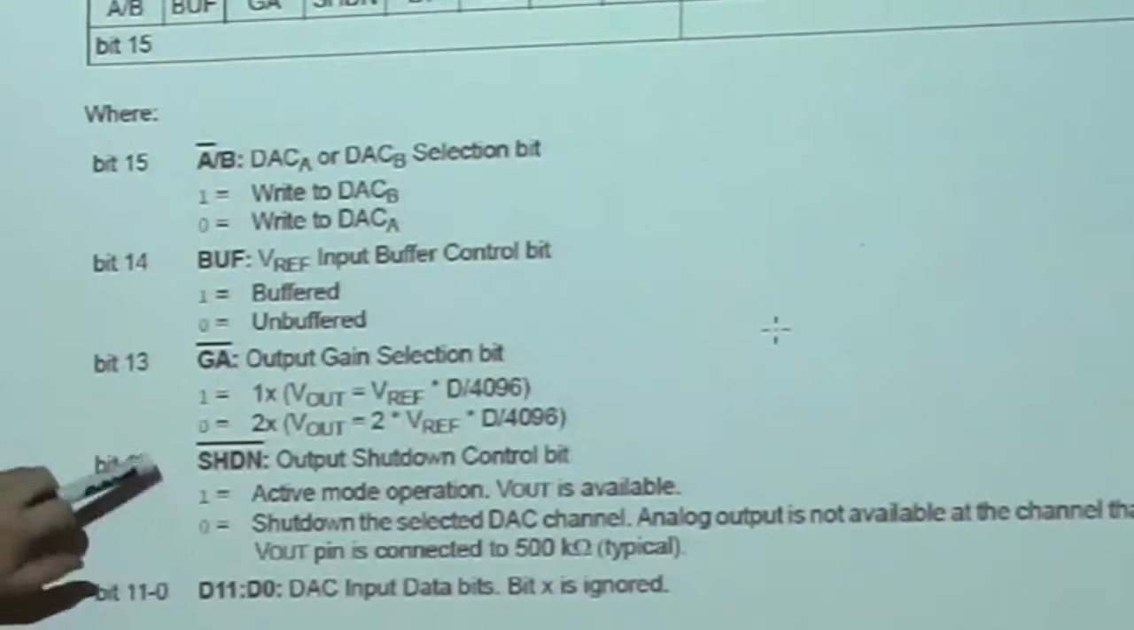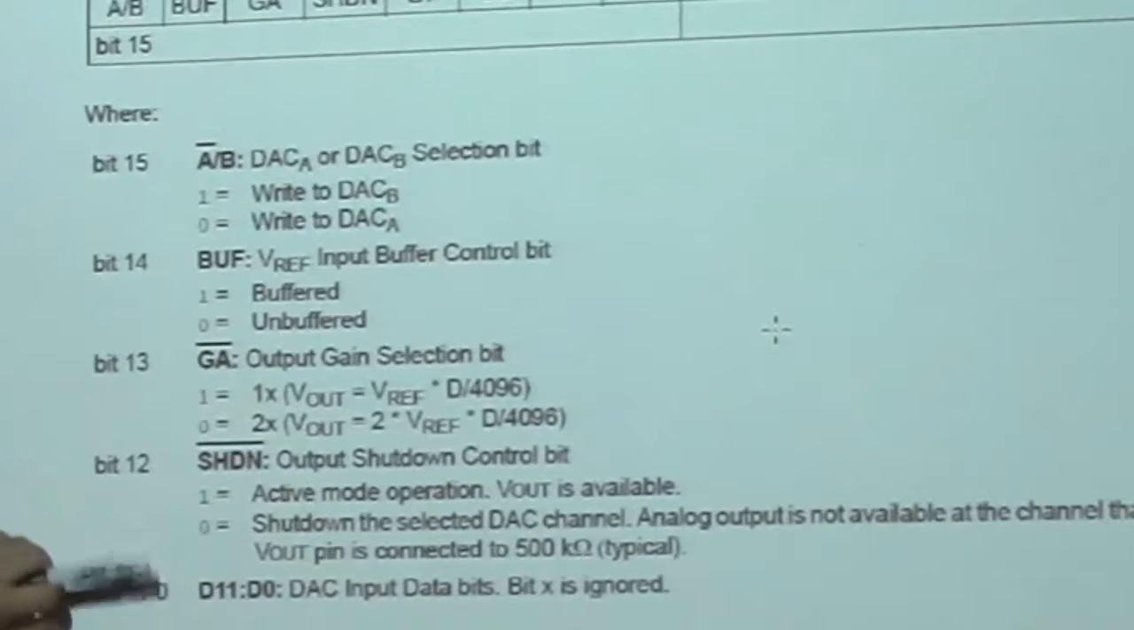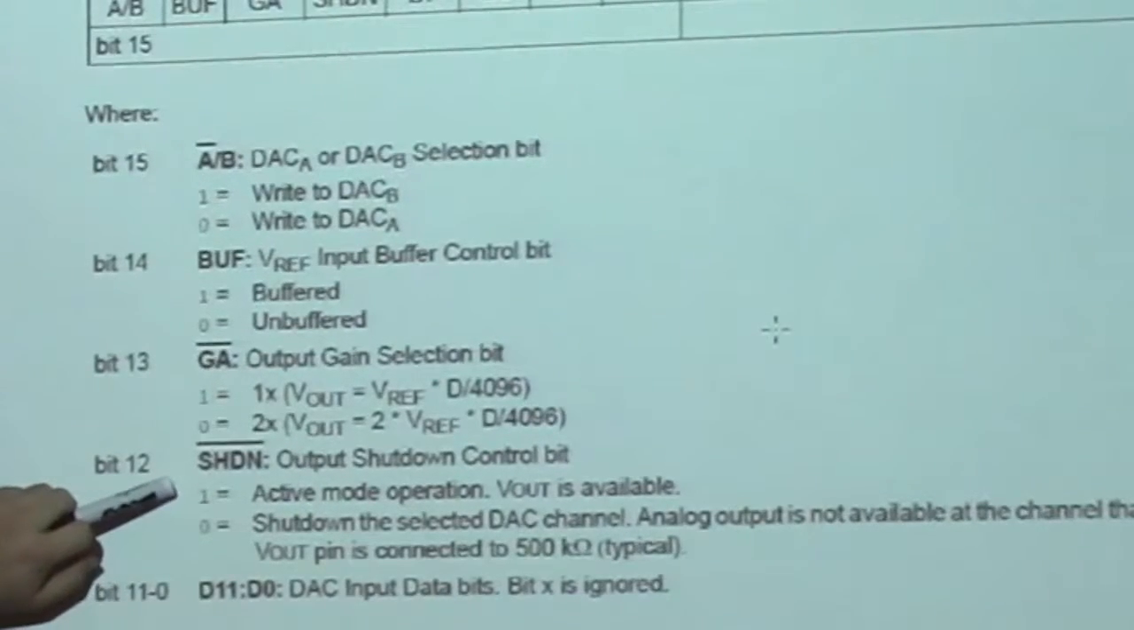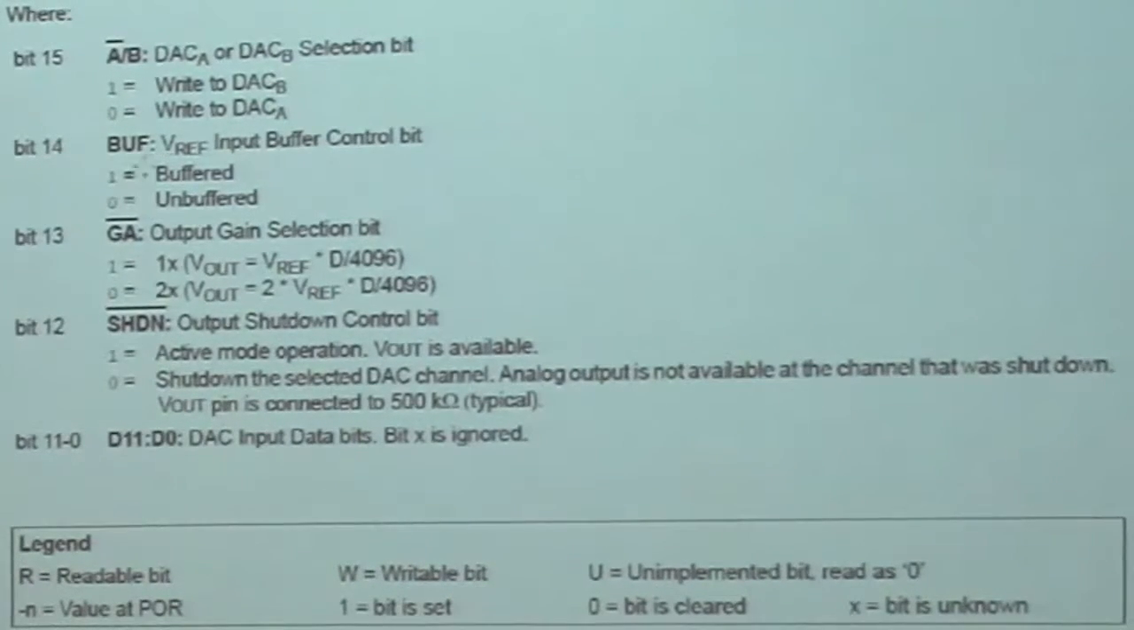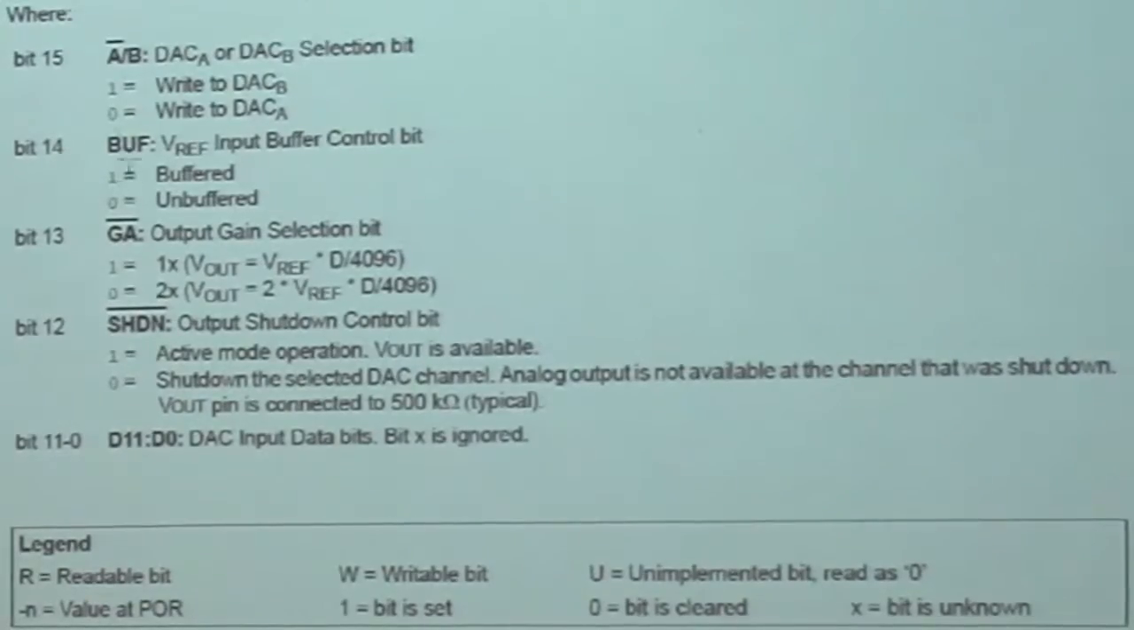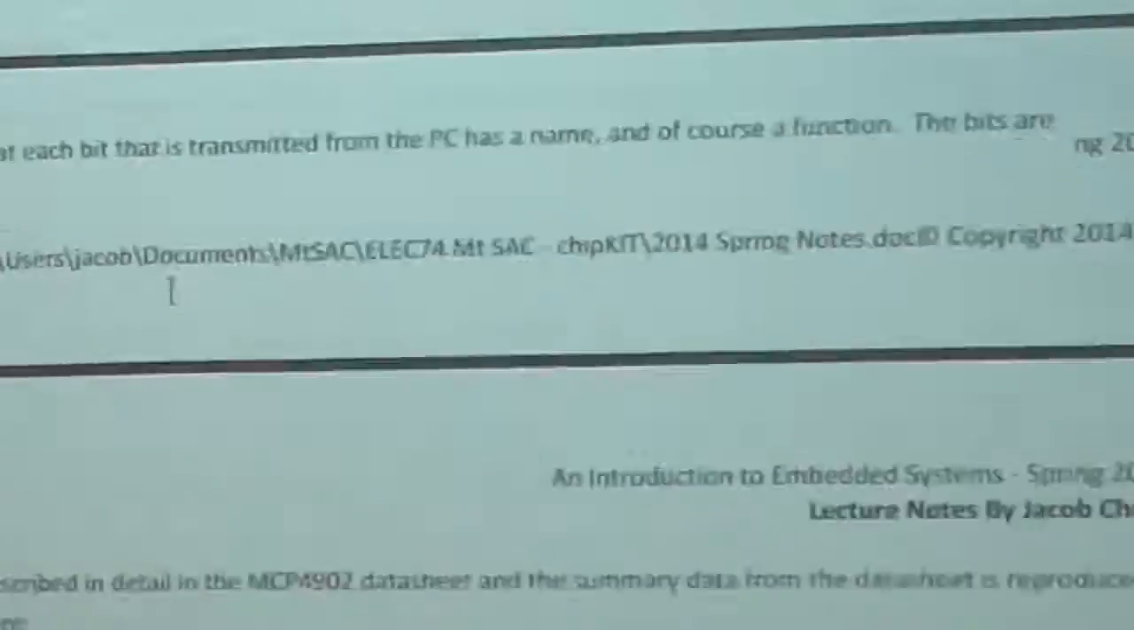And then the shutdown, we don't want it shut down. Everything we're doing, we want it on, so we want an active 1. And then the other bits, 11 through 0, are the data bits that we're transmitting. So let's go back and look at the chip now that we've seen the buffer and the gain.